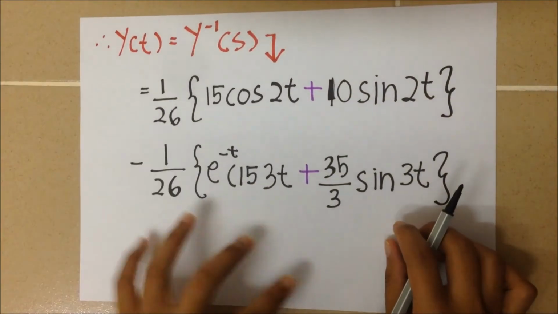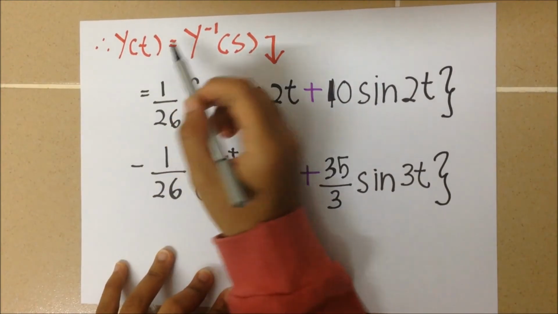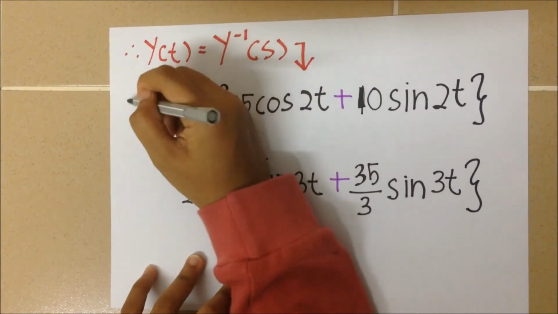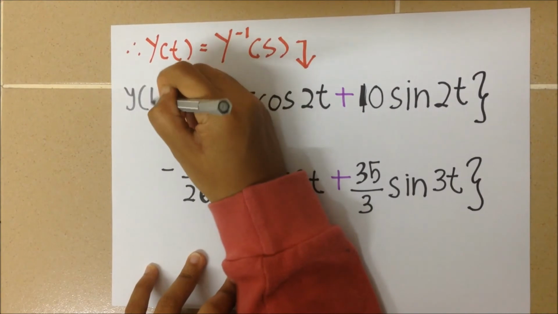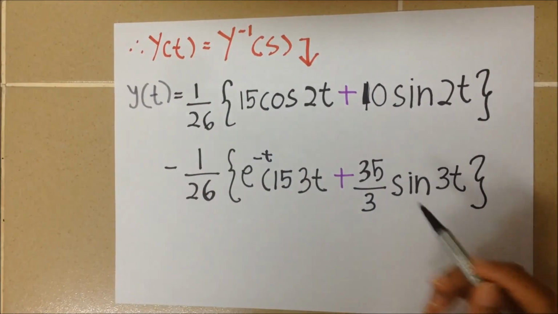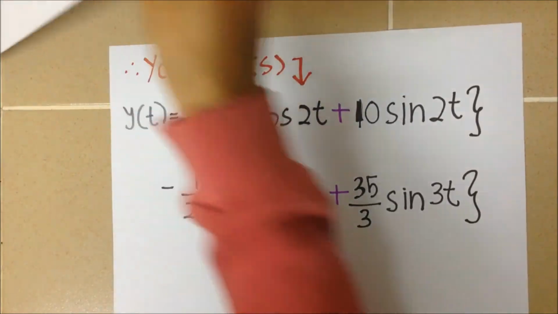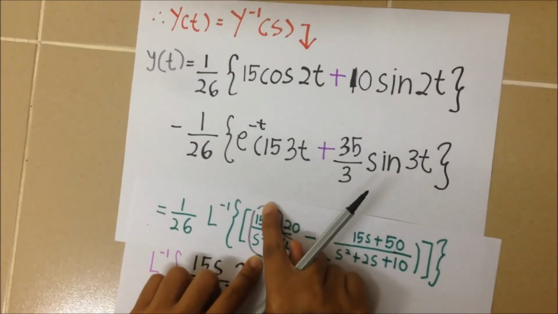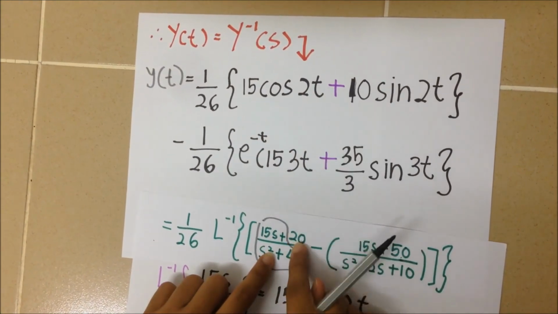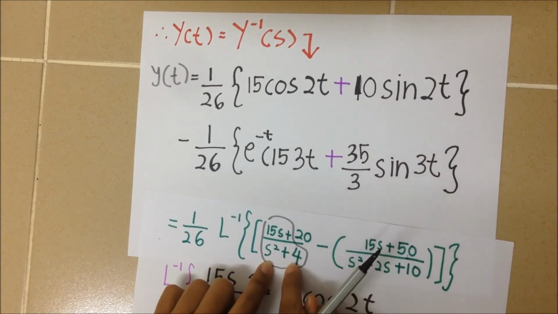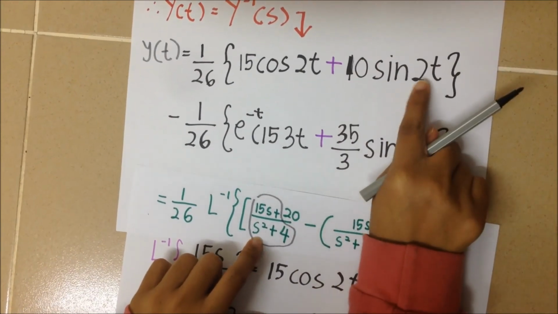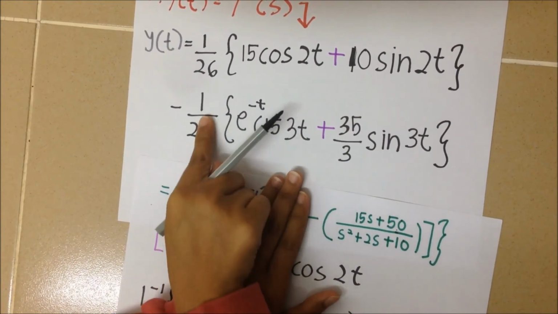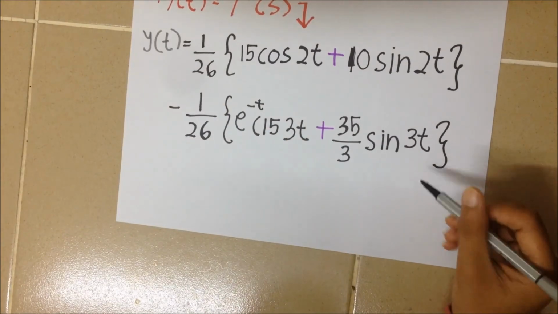Dan akhir sekali kita therefore YT equal to Y negatif 1 S. Yang ni adalah inverse Laplace. Yang ni kita subjekkan. Sama je dengan yang ni. Kalau mengikut yang ni, first kali kita inverse Laplacekan yang ni kan. So bila kita dapat yang ni, kita dapat 15 cos 2t. Tambahkan dengan yang ni 20 per S squared tambah 4. So kita dapat yang ni. Dan sekali kita inverse Laplace yang ni dan kita dapat yang ni. 1 per 26 kita subjekkan. Dan ini jawapan yang terakhir.